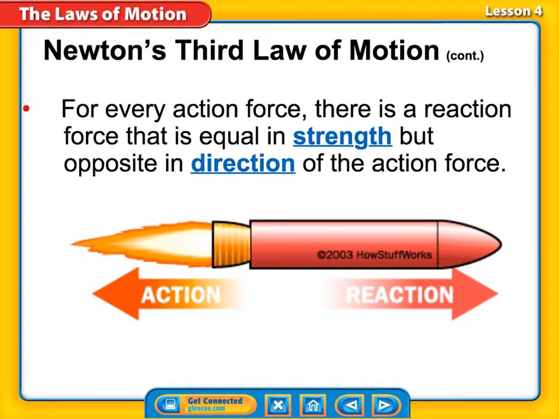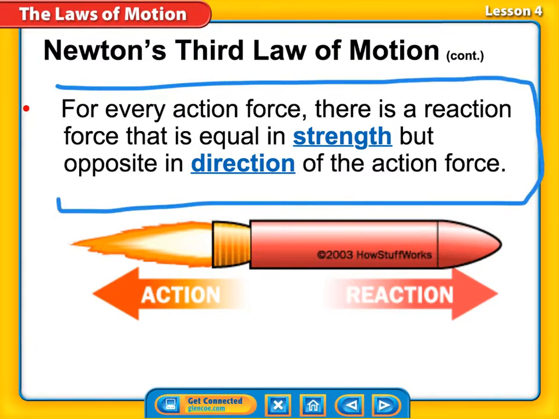Okay, same thing again with the rocket. And this is just another way of saying it. For every force, there is a reaction force that is equal in strength but opposite in direction of the action force. So action, rocket fuel comes out, reaction, rocket goes forward.